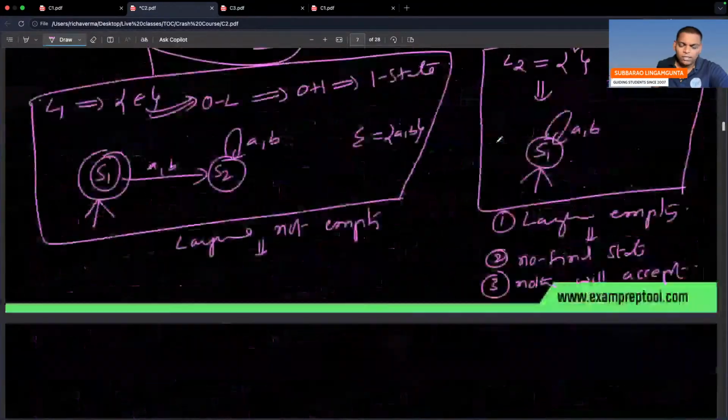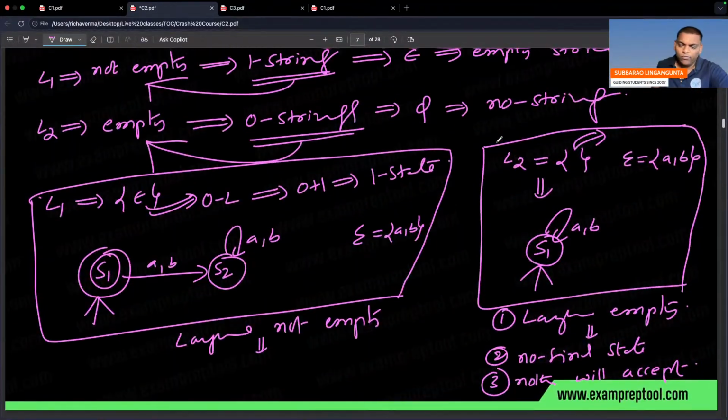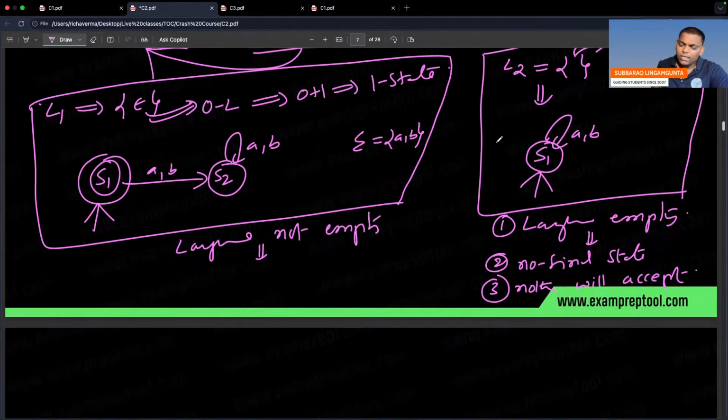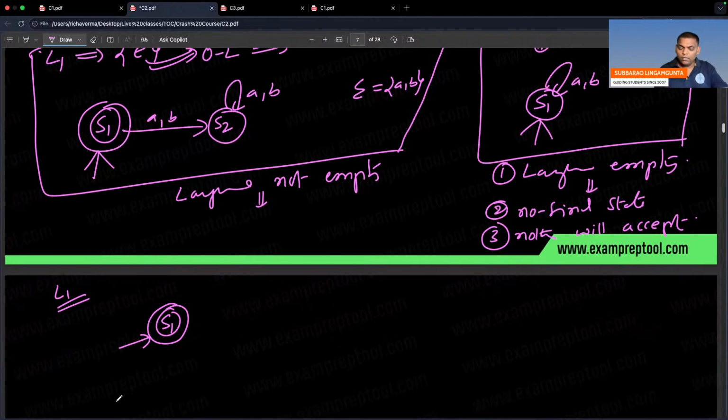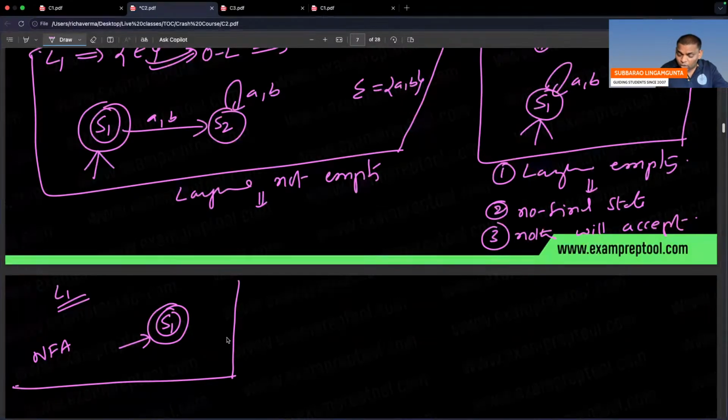So I think problem number 6 also everyone is comfortable. Some people are asking, sir, for this problem, what about NFA, sir? For L1, see, once the starting state and final state are the same, epsilon is accepted. Because it is an NFA, you need not mention A, B, since it is not your requirement. If it is not your requirement, you can ignore it.